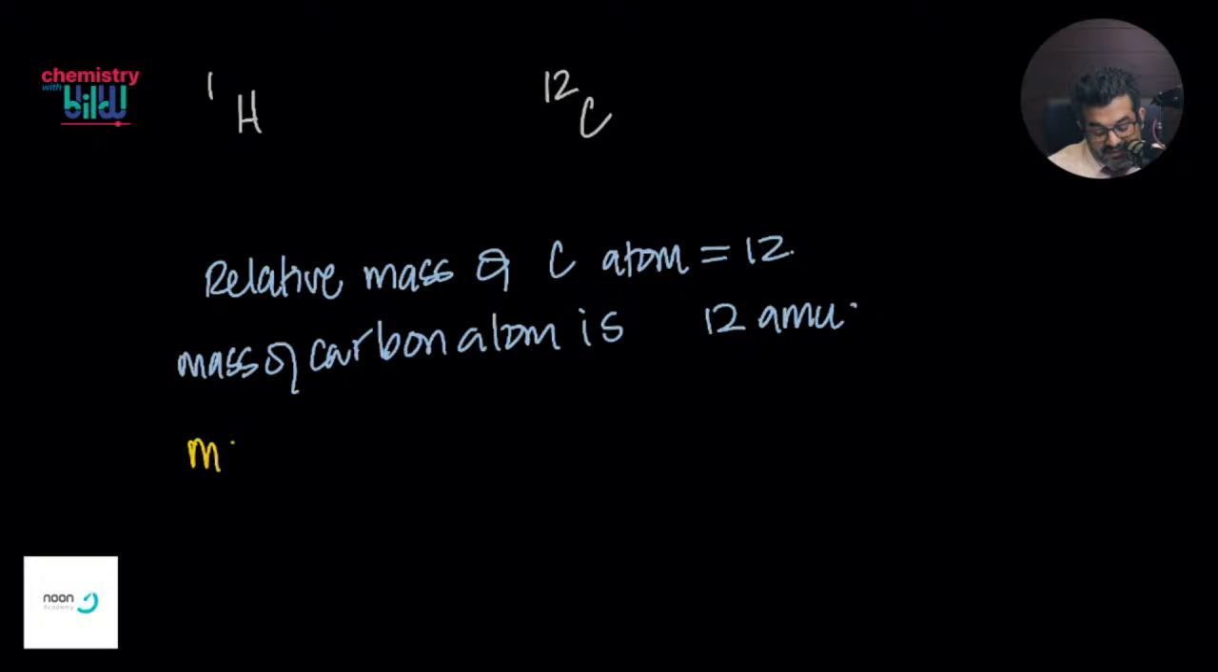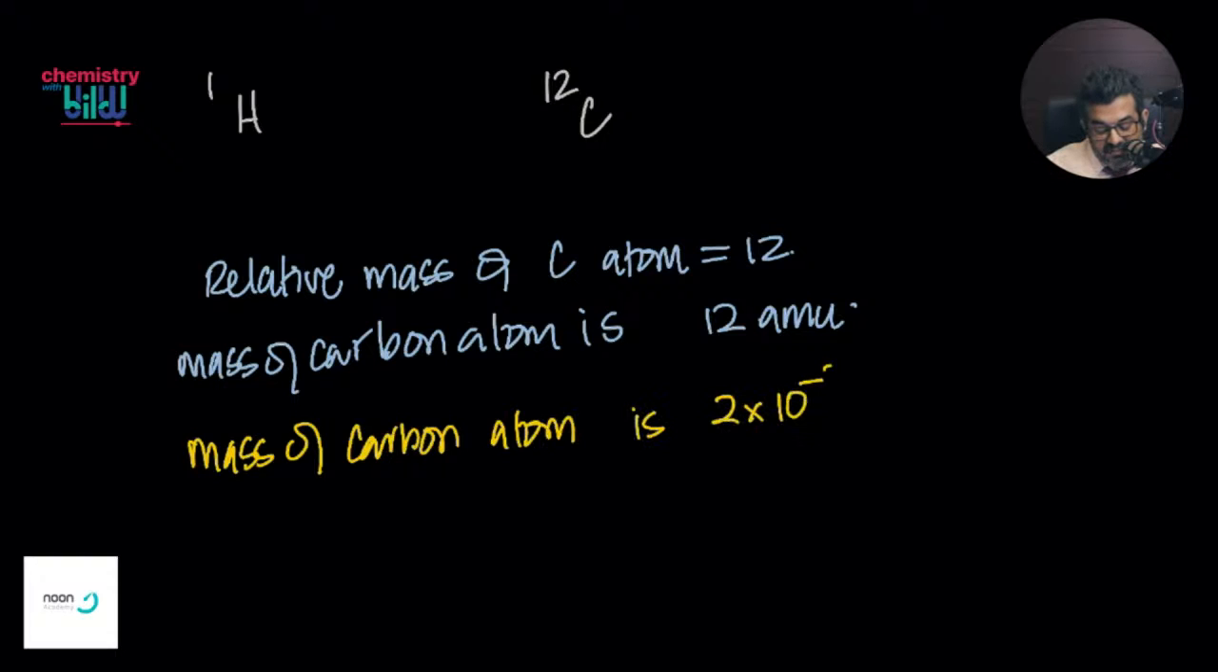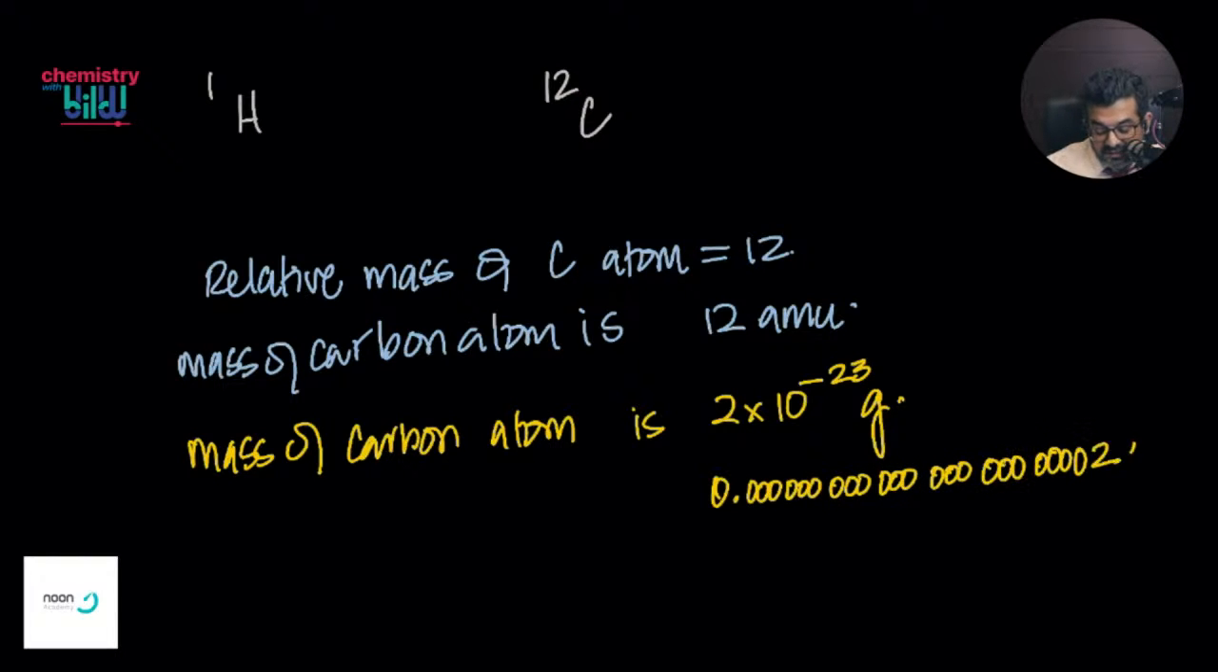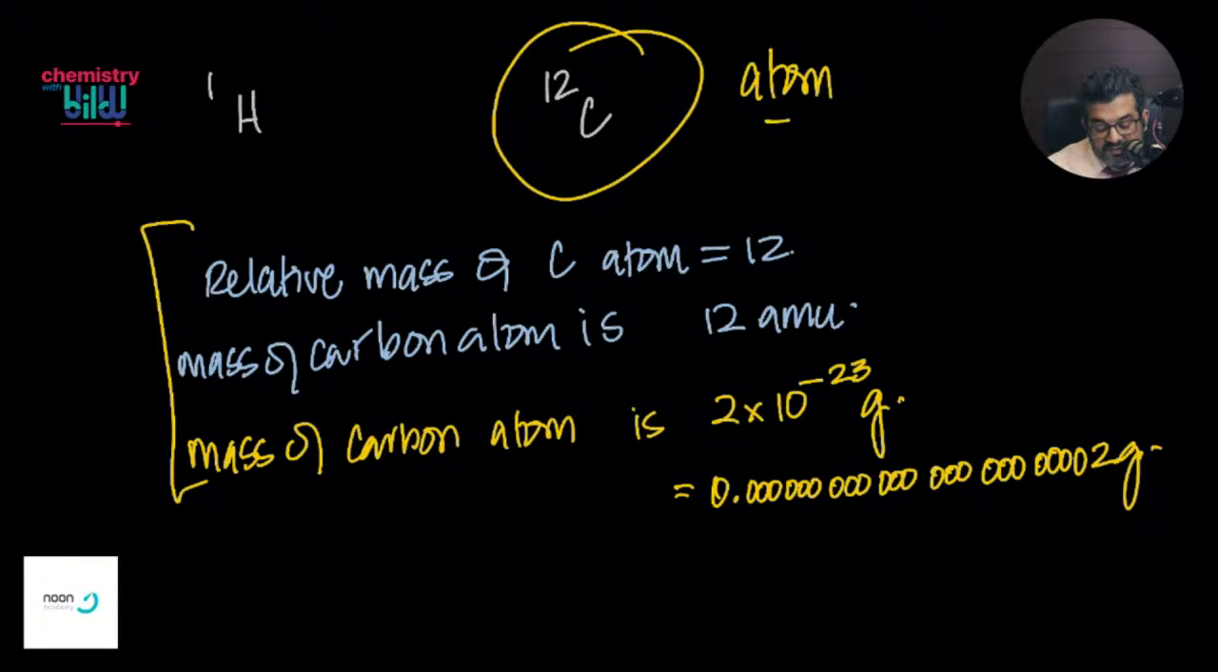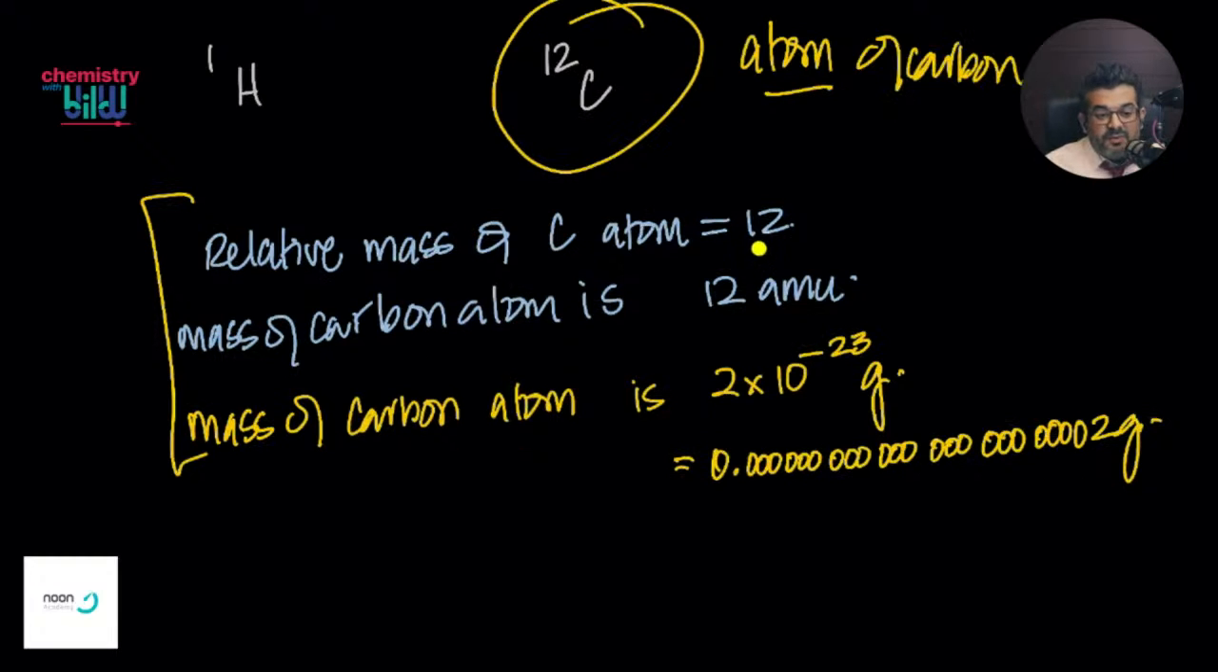Because the mass of a carbon atom, if you're going to quote grams, I told you, is 2 times 10 to the minus 23 grams. And for those of you who are wondering how small this is, it's 0.00000000000000000000002 grams. By the way, all of these three that I've written are about one carbon atom. Its relative mass is 12, its mass in atomic mass units is 12, and its mass in grams is that tiny number. All right?